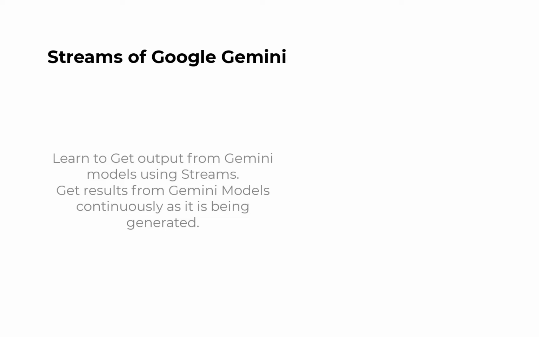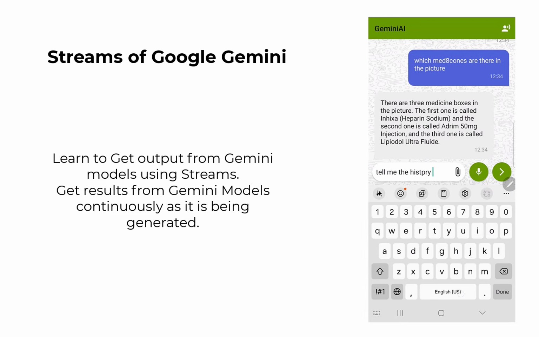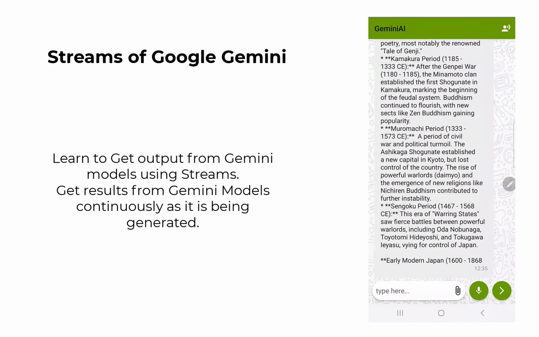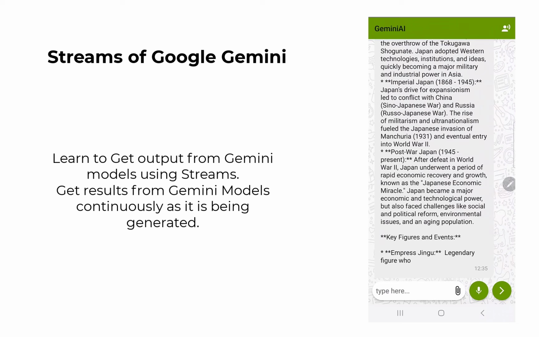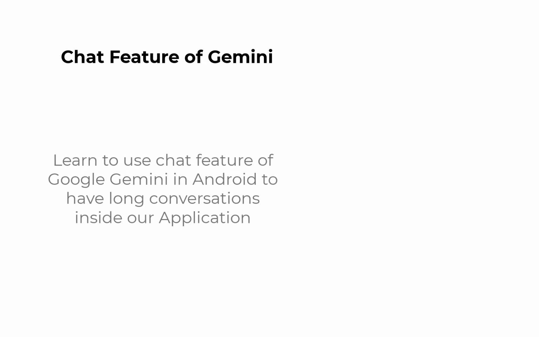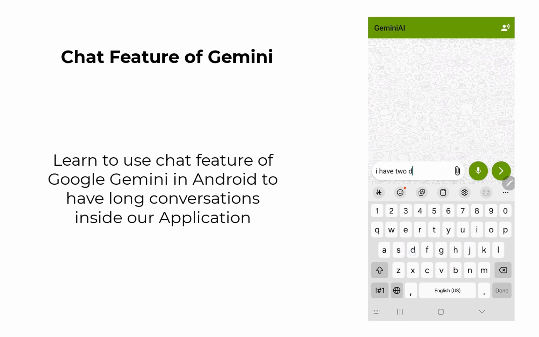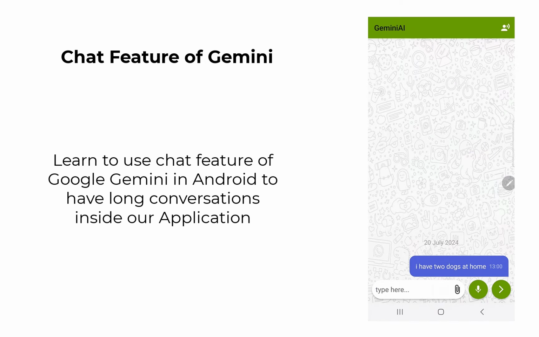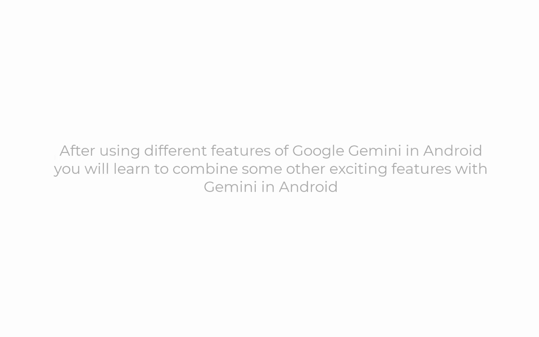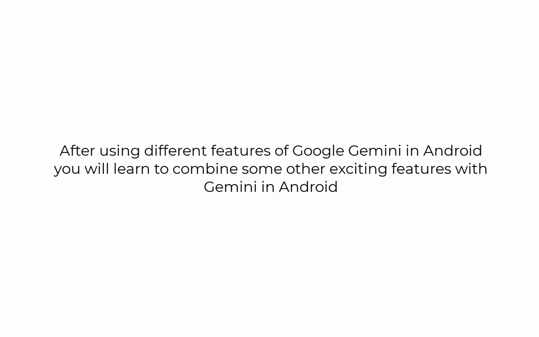After dealing with text and images, you will learn to get the output from Gemini models using streams. It means that you will be able to get results from Gemini models as they are being generated. After that, you will learn to use the chat feature of Google Gemini inside Android to have long contextual conversations with Gemini models inside our applications. And after using different features of Google Gemini inside Android, you will learn to combine some other exciting features with Gemini inside our Android applications.